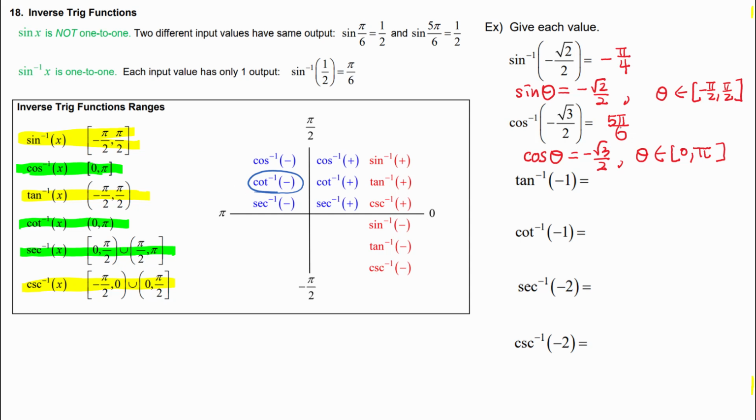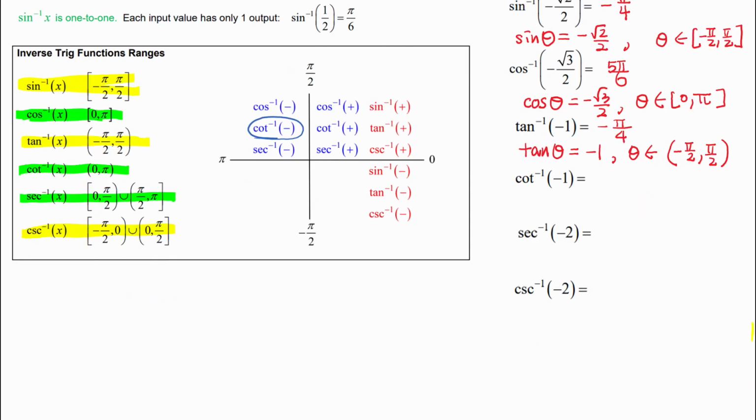Okay. Tangent inverse of negative 1 equals what angle? Again, that means tangent of what angle is equal to negative 1. And again, for inverse tangent, the range is negative pi over 2 to pi over 2. And since the tangent of pi over 4 is 1, this must be negative pi over 4.